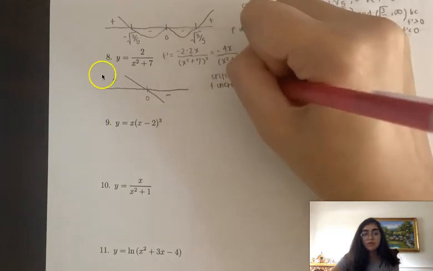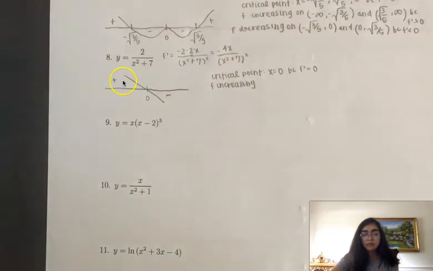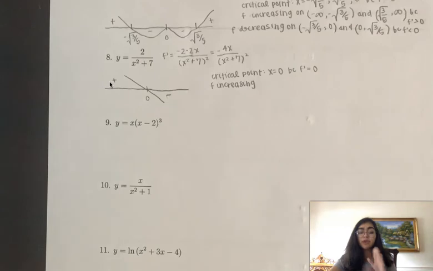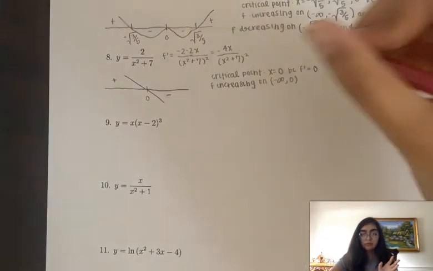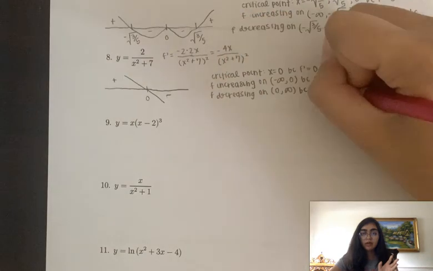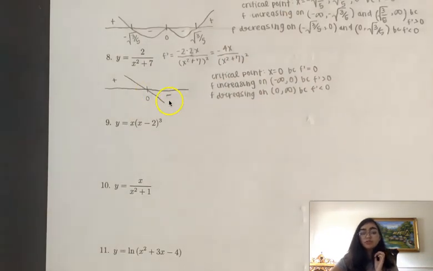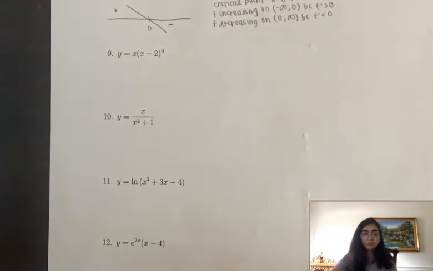f will be increasing from negative infinity to 0, because that's where f prime is positive. And f will be decreasing from 0 to infinity because that's where f prime is less than 0, where it's negative.